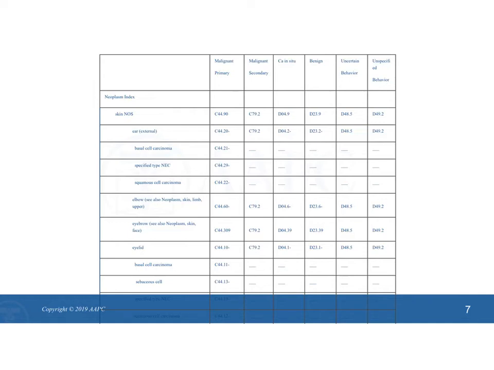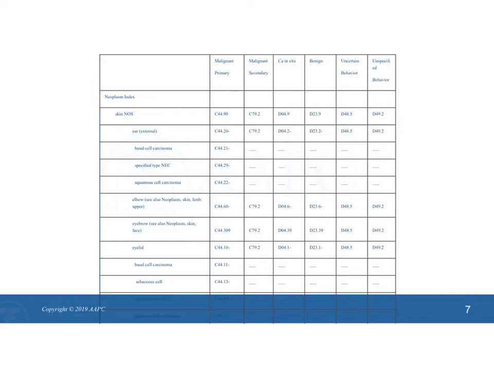Now, you have to understand, if you hear any of those words that I mentioned earlier, it grew, it extended, it moved, it metastasized. Those are key words to tell you that we're talking about a secondary malignant cancer.